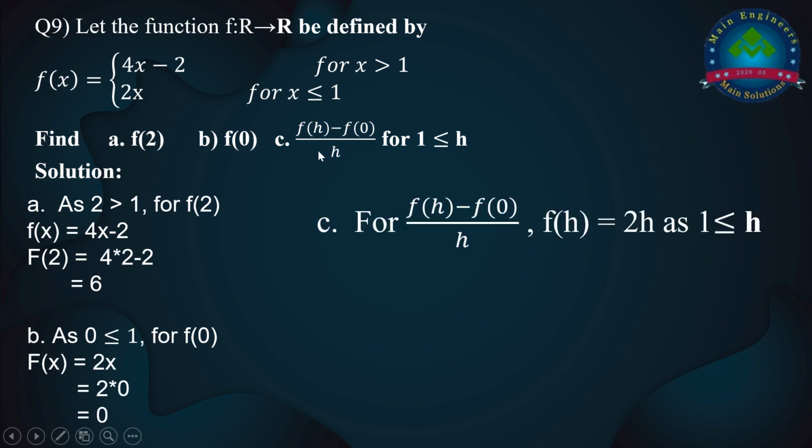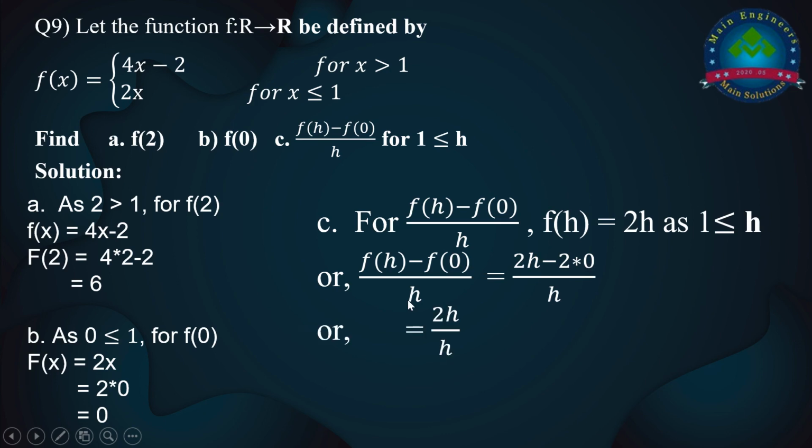Then c, (f(h) minus f(0)) by h for 1 less than or equal to h. So for (f(h) minus f(0)) by h, f(h) is equal to 2h because h is greater than or equal to 1, we have to use 2h. So f(h) is equal to 2h as 1 is less than or equal to h. So (f(h) minus f(0)) by h is equal to 2h minus 2 into 0, divided by h, is equal to 2h divided by h, which is equal to 2.